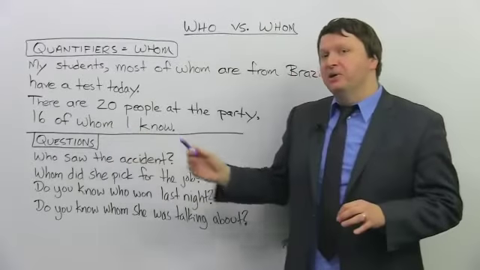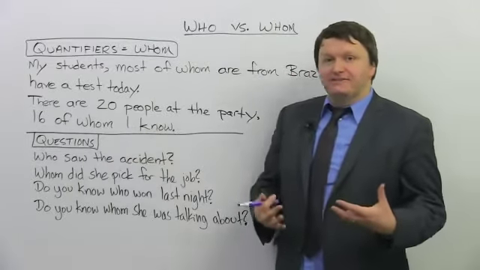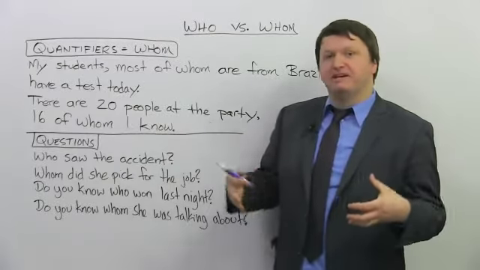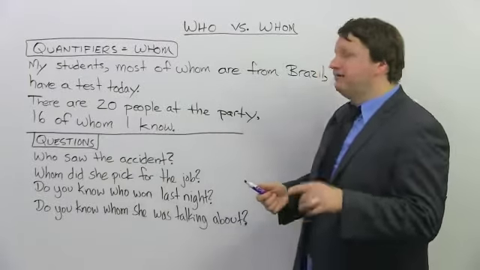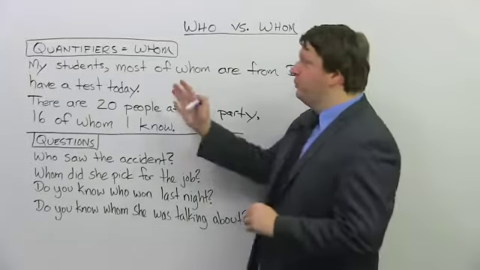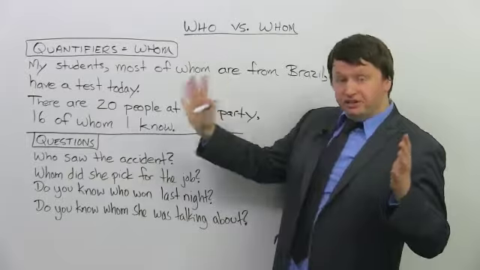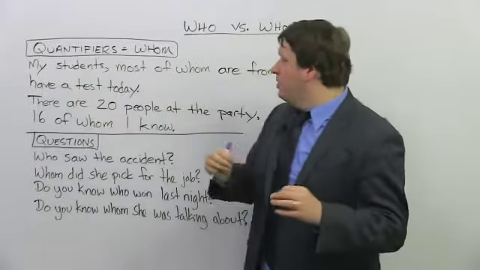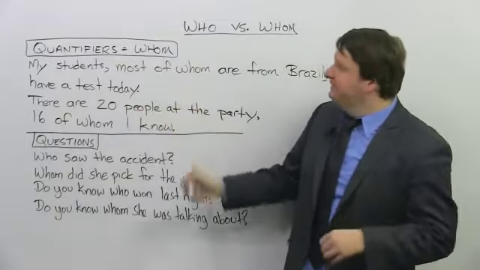16 of whom I know. These are actually adjective clauses that include quantifiers in them, an expression of quantity. And the first thing I want to do is explain the formula to you. So when you use this construction, you need your subject. You need a subject like my students or 20 people at the party.